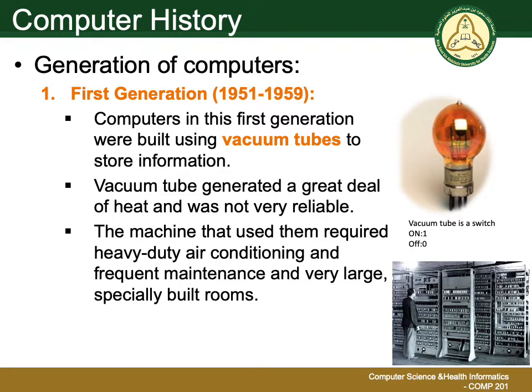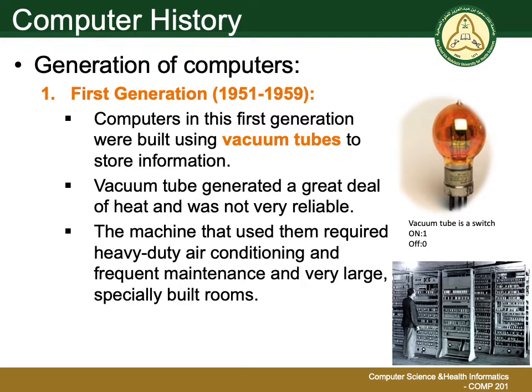The first generation was from 1951 to 1959, in the 50s of the last century. What made this generation unique at that time is the usage of vacuum tubes. Vacuum tubes used to store information, because, if you remember when we talked in the previous slides about how a computer works, it takes input, then makes some processing, then it will produce output information.